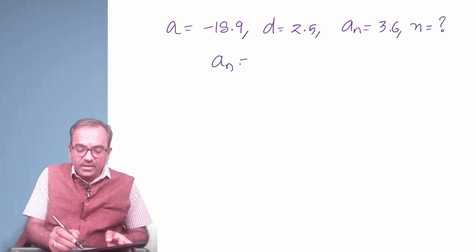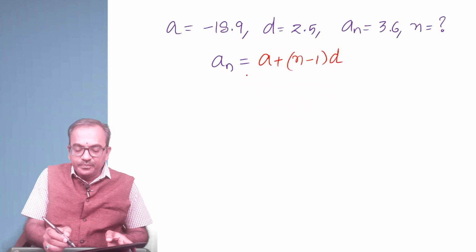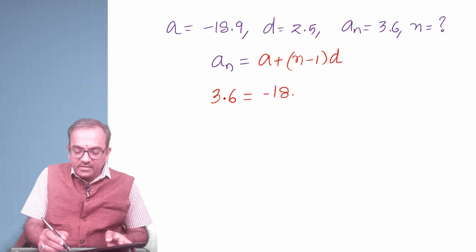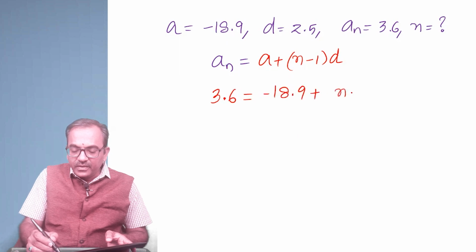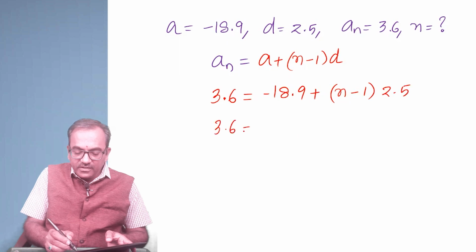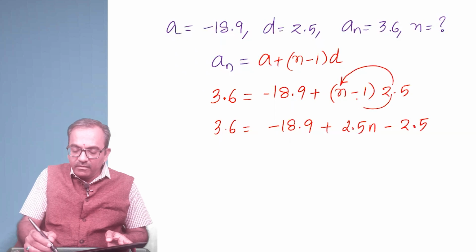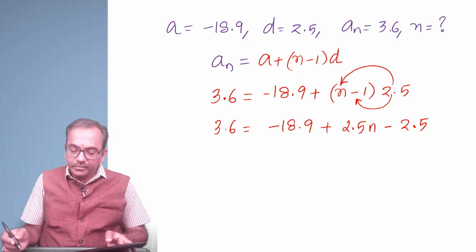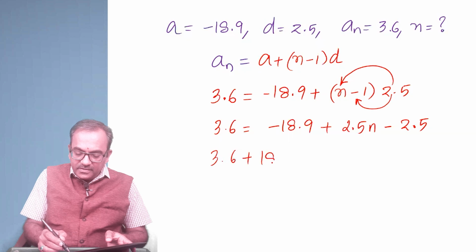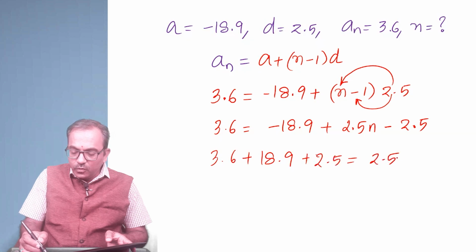Use the formula. an is equal to a plus n minus 1 times d. Substitute the values. an is 3.6, which is equal to minus 18.9 plus n minus 1 times 2.5. So we have 3.6 is equal to minus 18.9 plus 2.5n minus 2.5. You need to multiply 2.5 with n and also with minus 1. So we have 3.6 plus 18.9 plus 2.5 is equal to 2.5n.